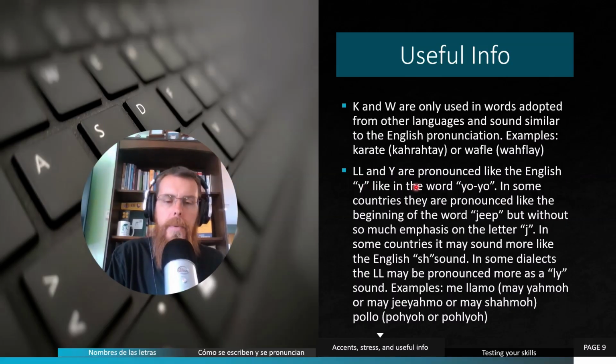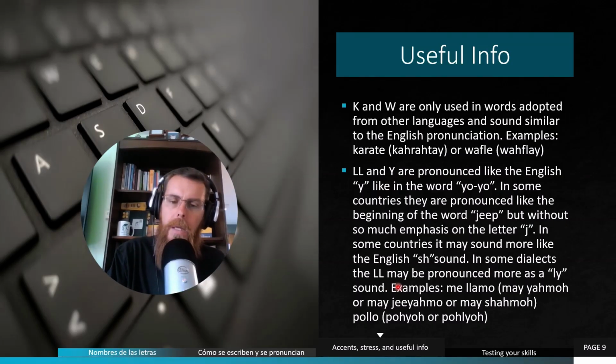Double L is like a Y sound. So double L is pronounced like a Y in many countries. However, there are variations of it. There is a variation where it's pronounced more like a J sound. There's not really an English equivalent, but Jeep was the closest thing I could come up with. It's kind of like that J sound, but there's no J in English really. And in some places, I think Chile, it's more like a sh. So in Chile, it's more like a sh.